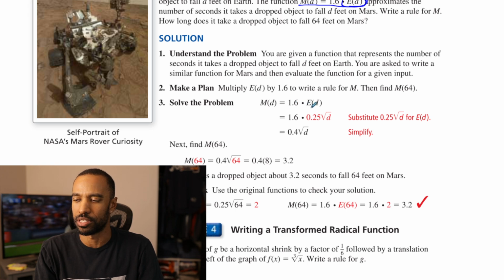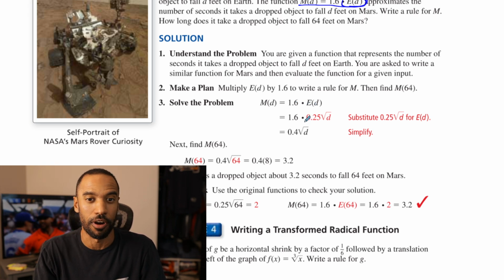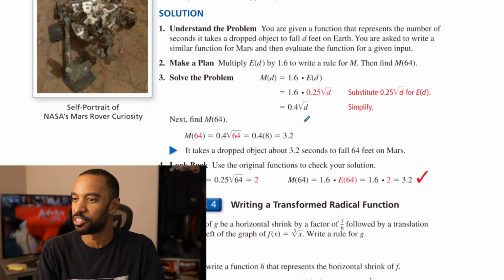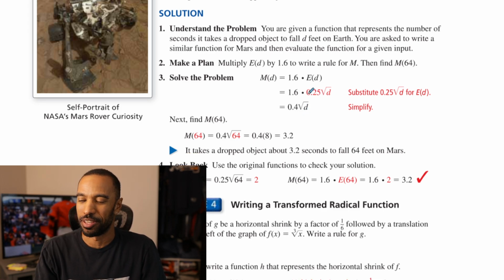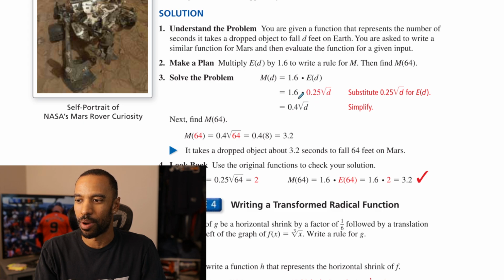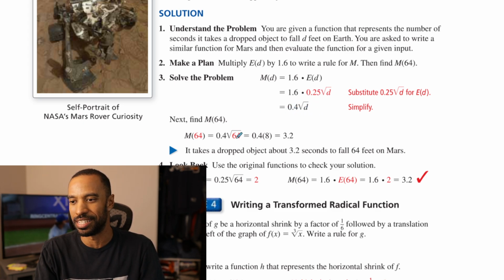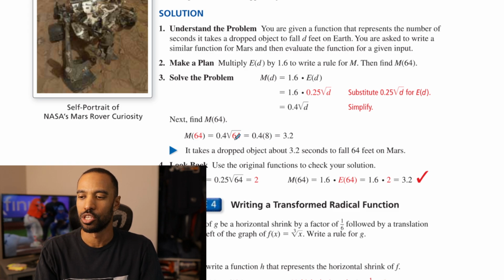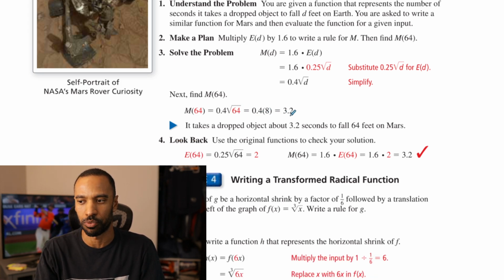So you do 1.6 times. I didn't get nearly this far last time. I gave up after 5 minutes, probably even less. Anyway, you're writing a function that's simplified right here. So here's a function for Mars, and you can plug in a distance here to find out how long it takes on Earth. So to drop 64 feet, it's going to take 3.2 seconds.